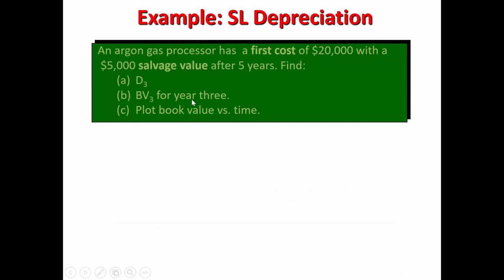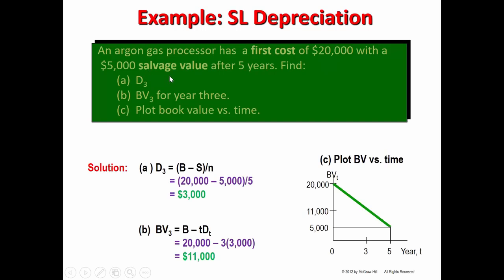Just as an illustration, let's say there's a piece of equipment, an argon gas processor, that has a first cost B of $20,000, and the salvage value is $5,000. So that means it's losing $15,000 worth of book value over 5 years. If we were to graph that, which is a useful way to visualize the data, at time 0, the book value is $20,000, and what we know is that after 5 years, the salvage value is $5,000. The straight line method assumes that every year you're losing the same $3,000 worth of book value.